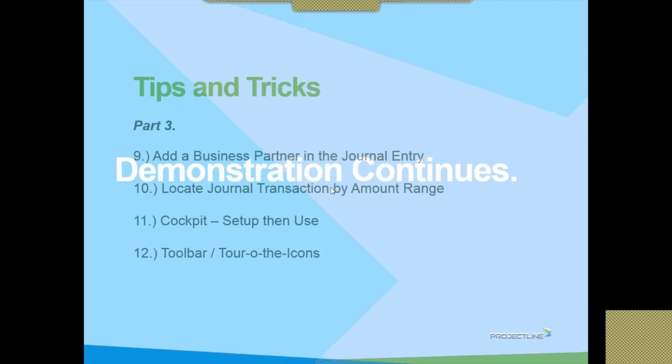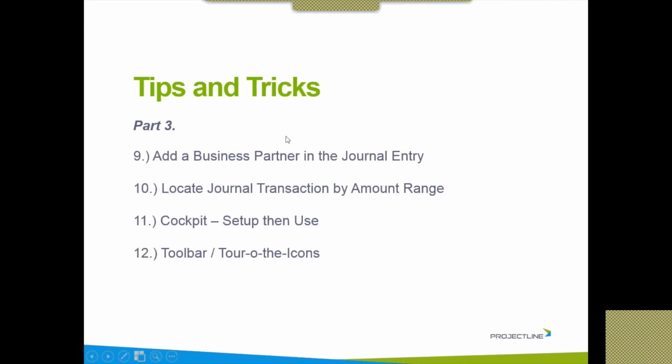Okay? So now, here we are in part 3, tips and tricks. So what are we going to do? We're going to add a business partner in the journal entry. We're going to locate some journal transactions by an amount range. Okay, we're going to have to do some pretending for that. We're going to have to use our imagination. And then we're going to dive into the cockpit. And then lastly, we're going to do the toolbar.